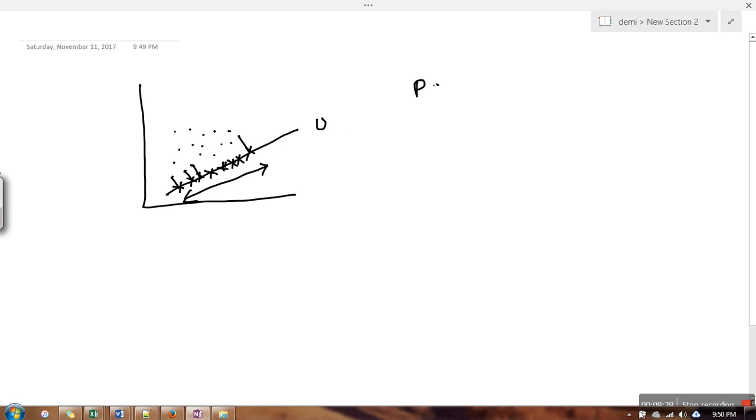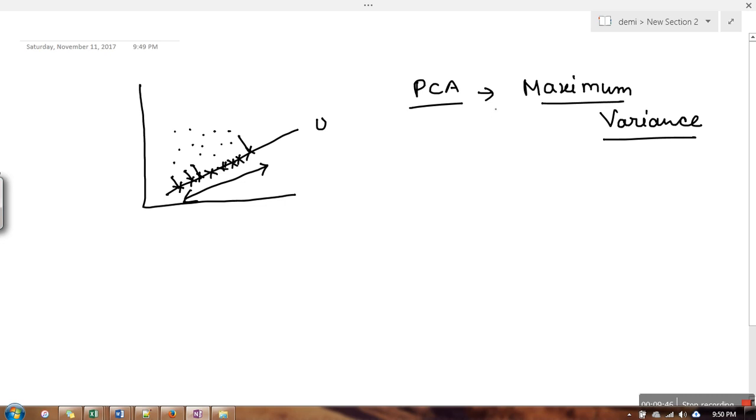So what PCA says is to find a direction in which, if we project all of our data, it will give us maximum variance. This is the core concept of PCA. We need to find a direction in which, if we project all of our data set and compute the variance, that variance will be maximum.